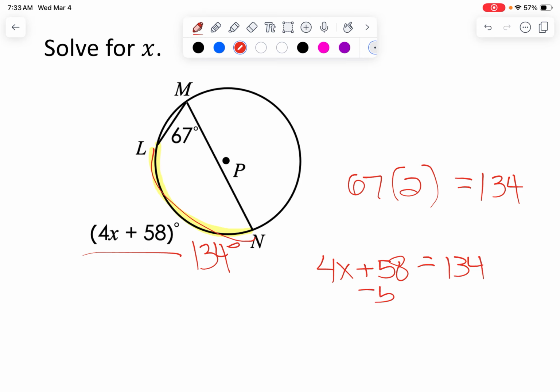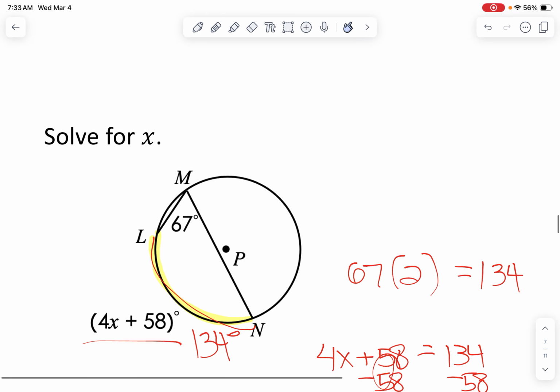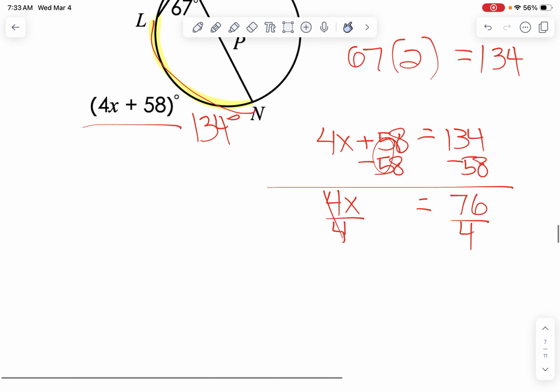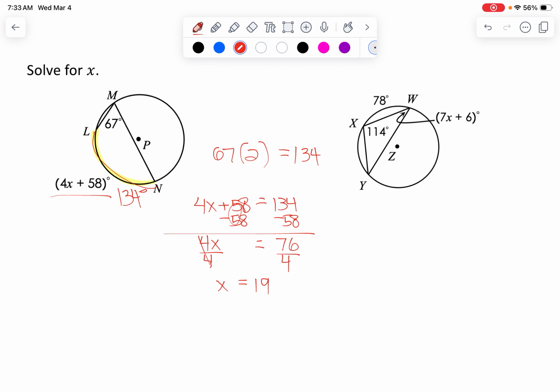There we go. Okay, so now subtract 58. We get 4x equals 76. And then divide that, you should get 19. I needed to just double check with my calculator for a second there, because for whatever reason that was struggling in my head. All right, so we get x equals 19, and we only need to solve for x, so there we go. All right, so hopefully that makes some sense.